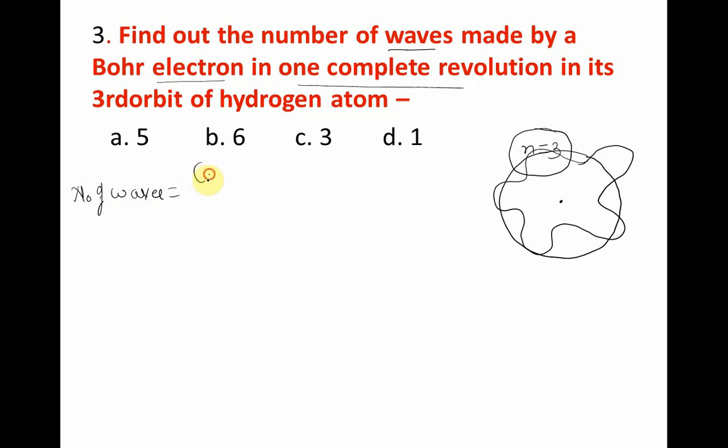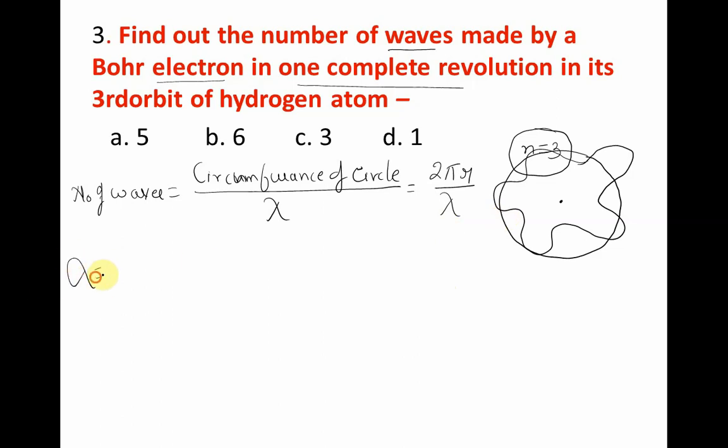circumference of the circle, or the circle is nothing but the orbit, divided by wavelength. Circumference of the circle is 2 pi r by lambda. Since we know that wavelength is equal to h divided by mv, substitute here, you get 2 pi r divided by h into m into v. So I will bring this one here.